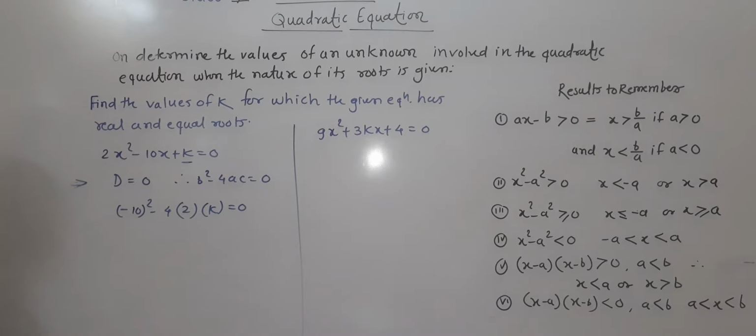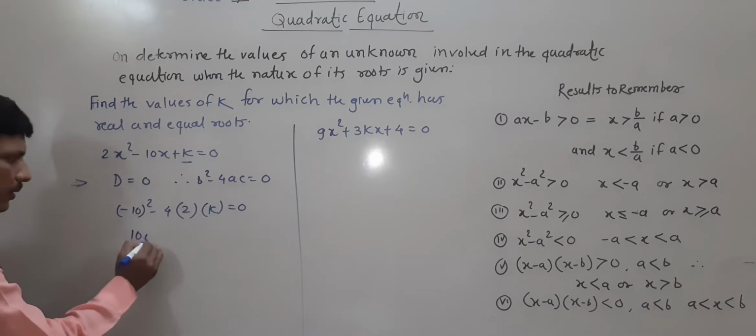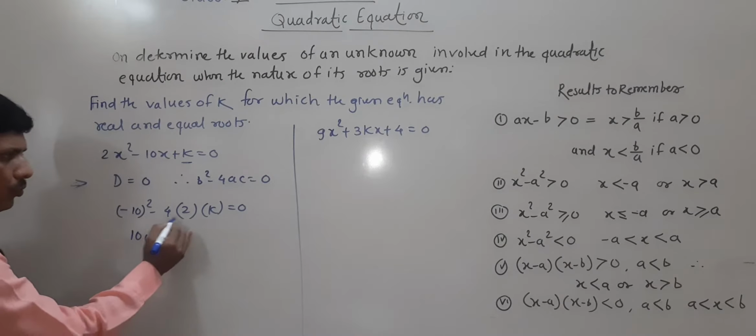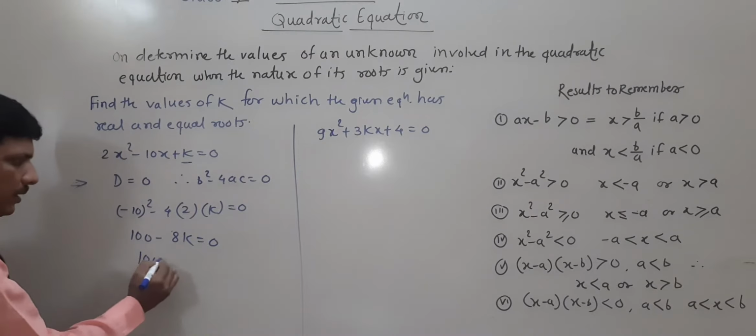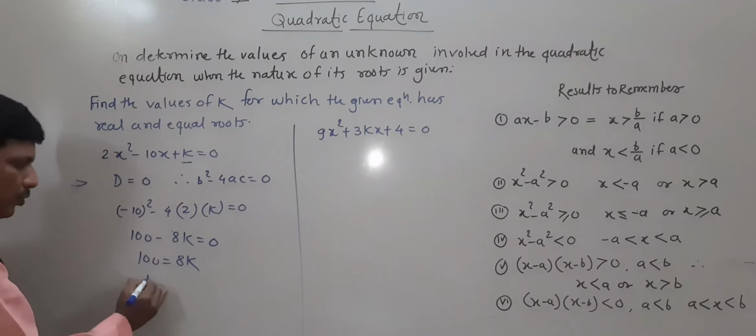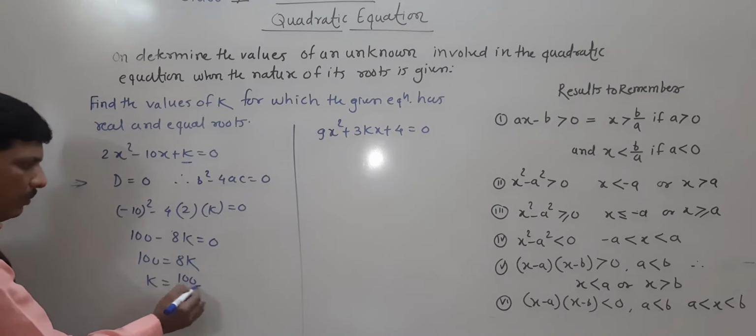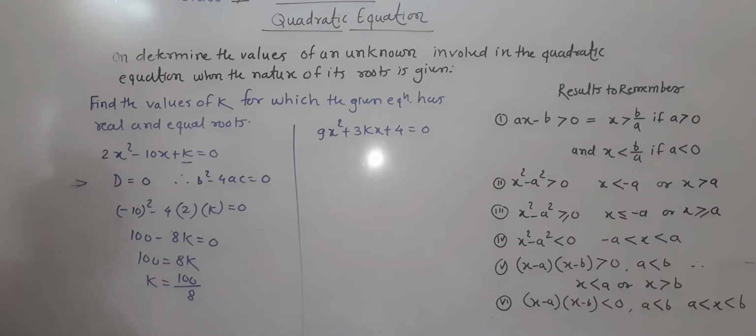Okay. So 10 square will be 100 minus 4 2s are 8, 8k is equal to 0. So 100 is equal to plus 8k. So k is equal to 100 divided by 8.